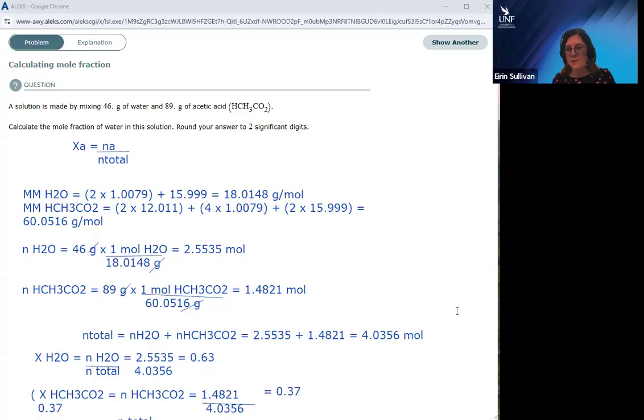The mole fractions should always add up to 1 altogether, right? It's like a decimalized percent, or you can convert them to percentages by multiplying by 100. So that'd be 63% water, 37% acetic acid, however you like to think of it. The important step is making sure you calculate your total number of moles of every component in the mixture, because that is what you're going to need to divide by to work out your mole fraction of one particular component.